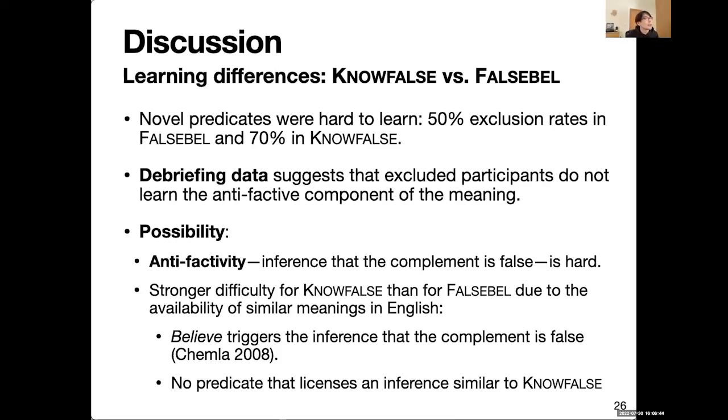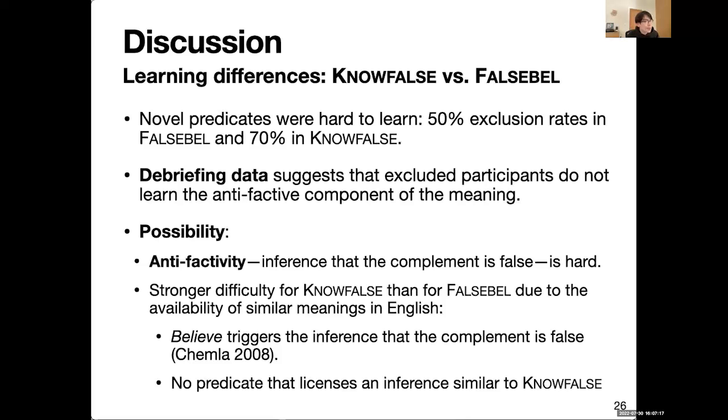So here's a possibility to understand what's going on with the general difficulty with the experiment, as well as the difference between the false belief and the no false. One possibility is that anti-factivity is generally hard. It's very hard to learn a predicate that has this anti-factive component. And furthermore, it is possible that there is stronger difficulty for no false than for false belief, due to the availability of similar meanings in English.